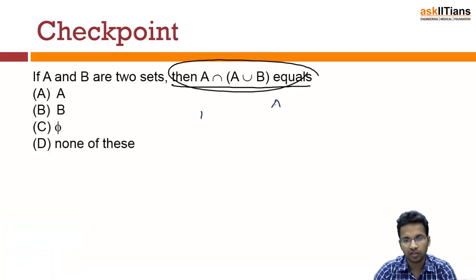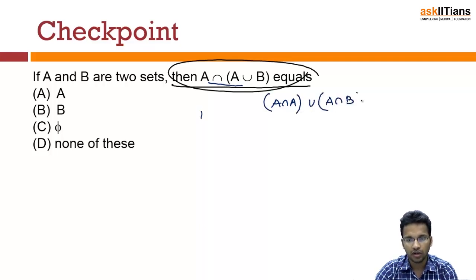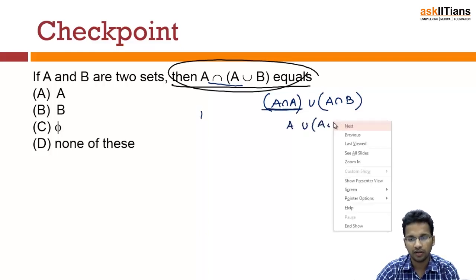So A, now this is again the same thing, the distributive law which we have, right? Think of this as a plus sign, okay? This with this, union A intersection B, right? Now what is A union A? That will be A union A intersection B.